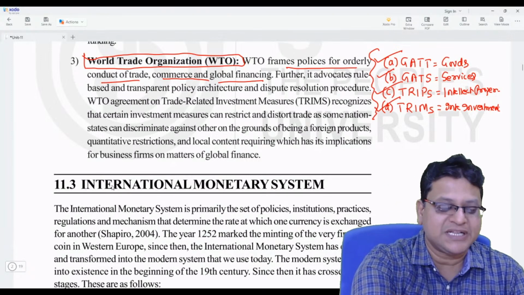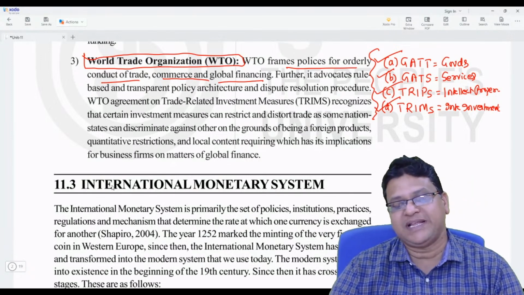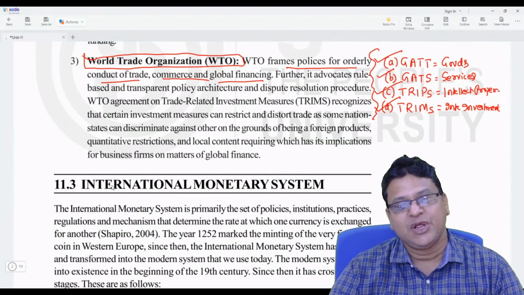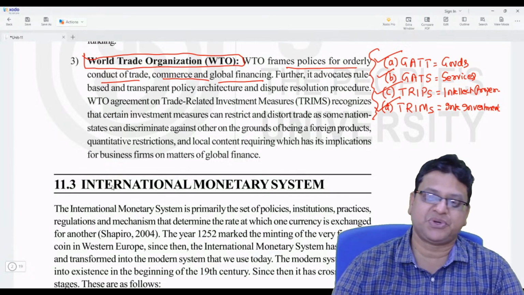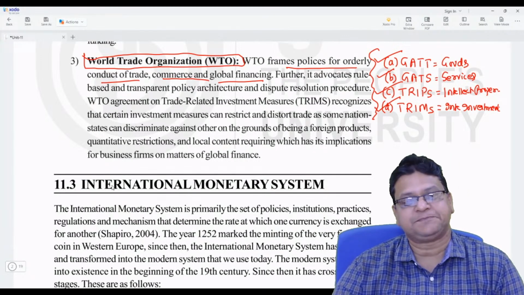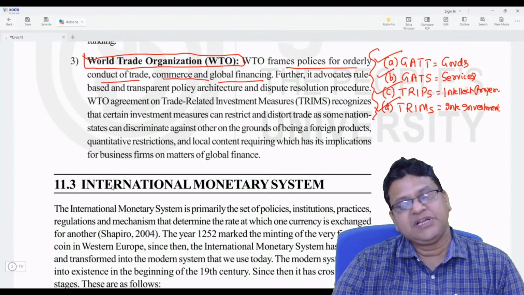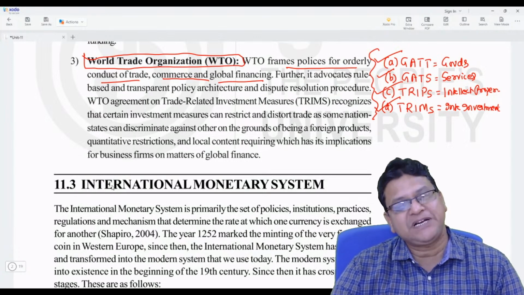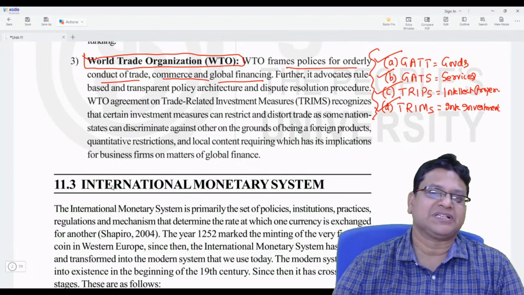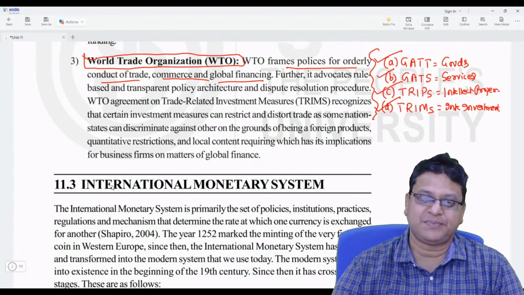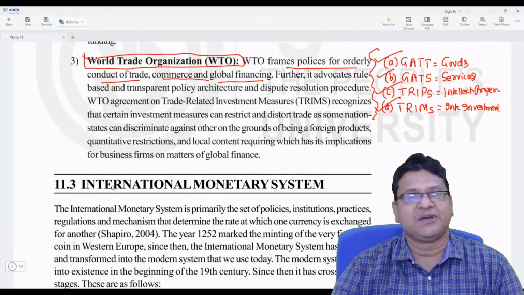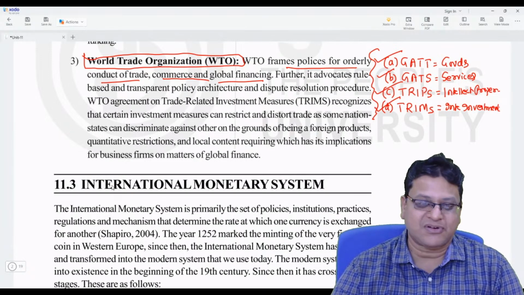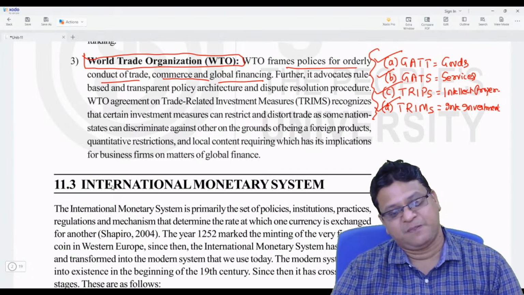So we have discussed three important institutions. One is IMF. It provides loans to member countries which are facing BOP crisis. The second institution we have studied is the World Bank. It provides loans for developmental projects to member countries. And the third important institution we have studied is WTO. WTO frames rules and regulations for orderly conduct of international business.